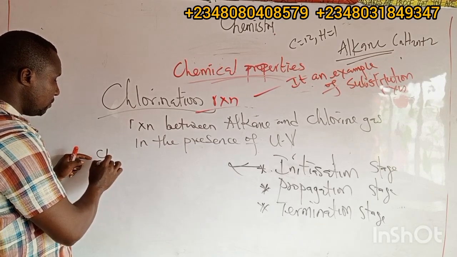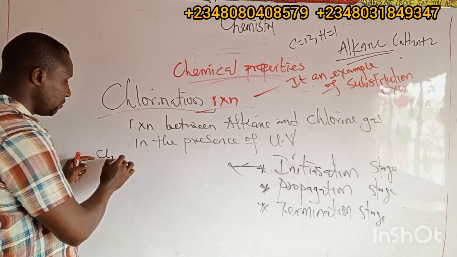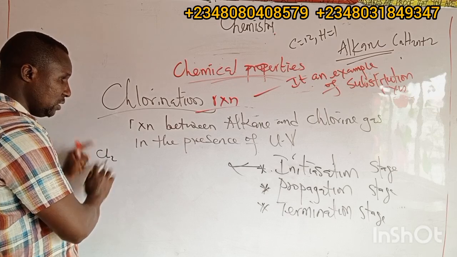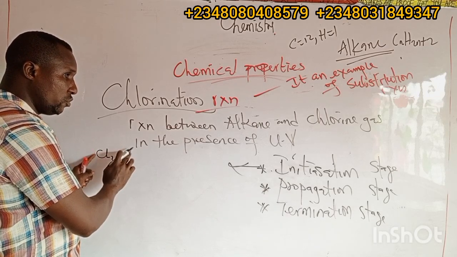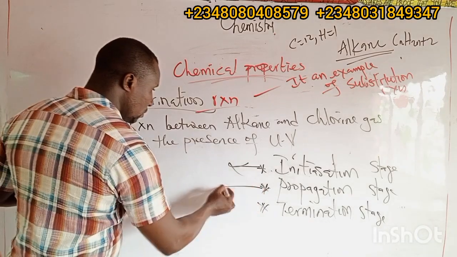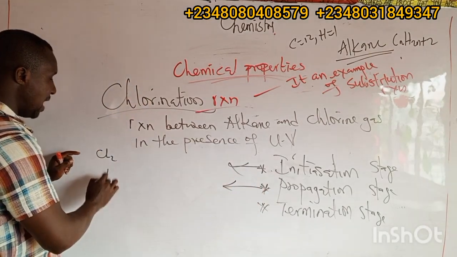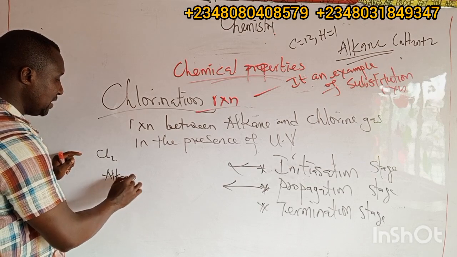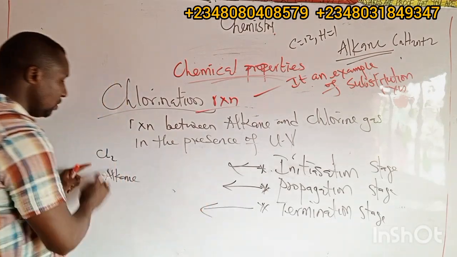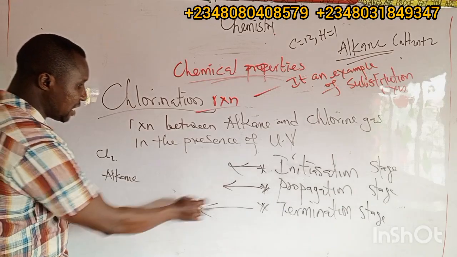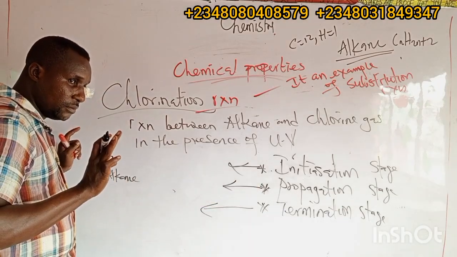The chlorine molecule splits into two, with the loss of an electron. The alkane loses an electron to become a radical. Then the chlorine radical and the alkane radical combine together.